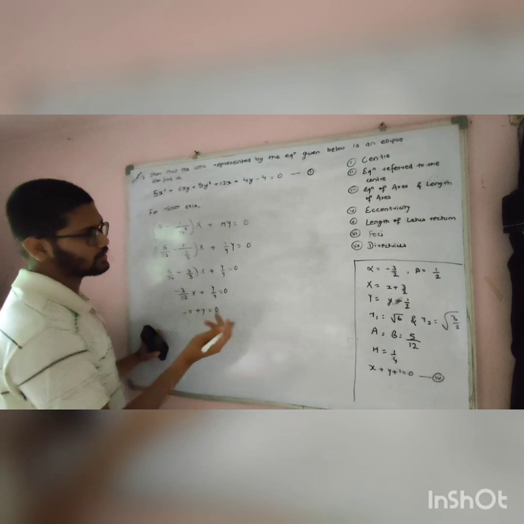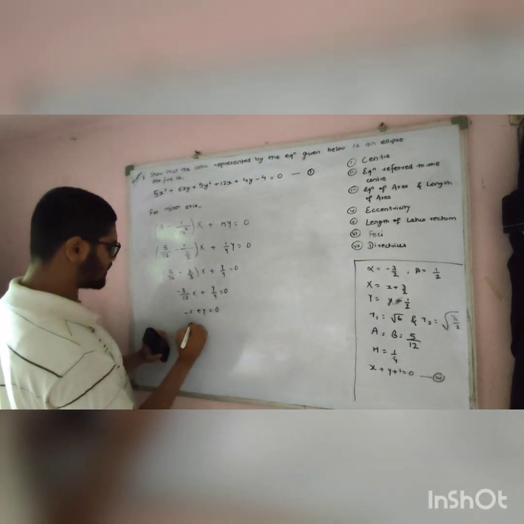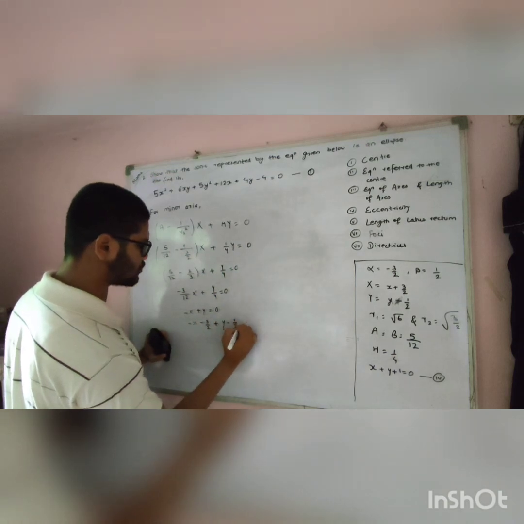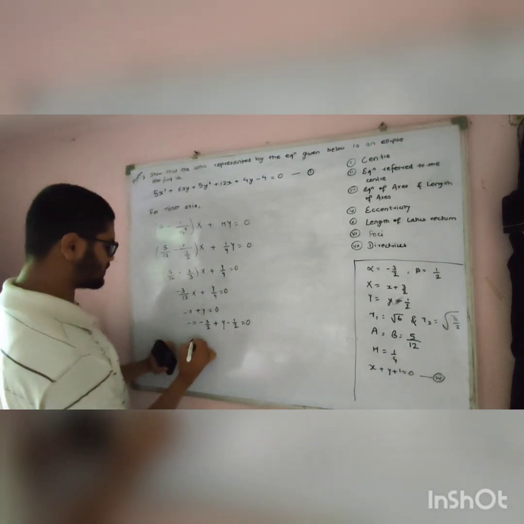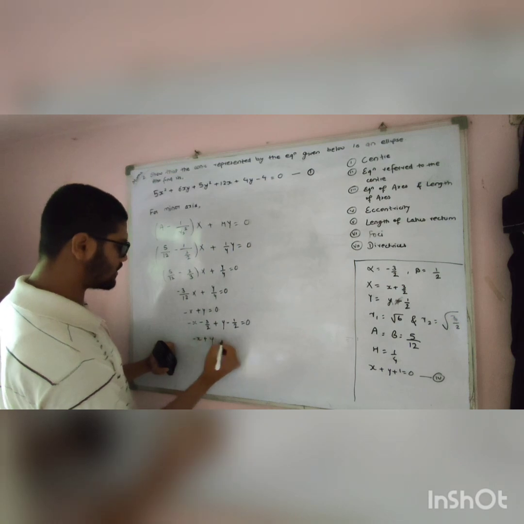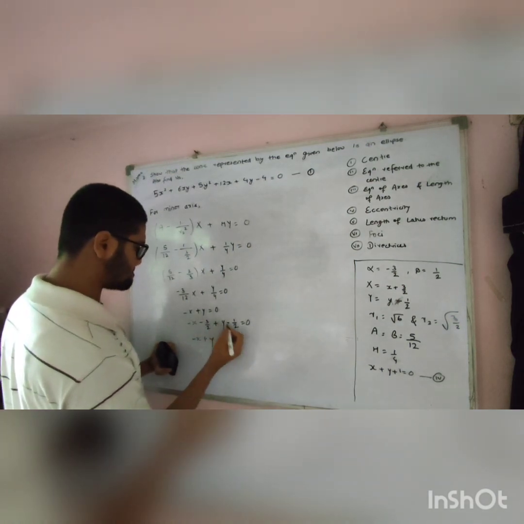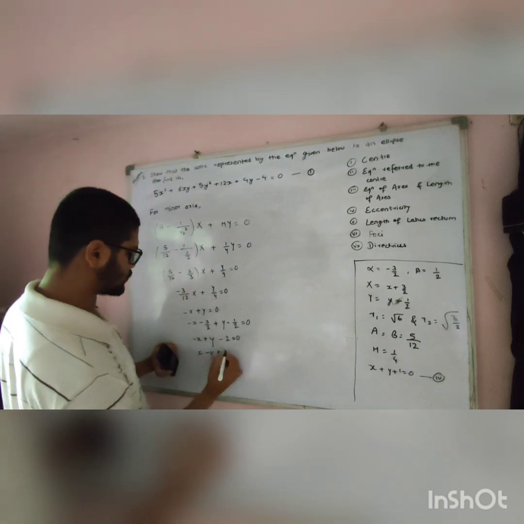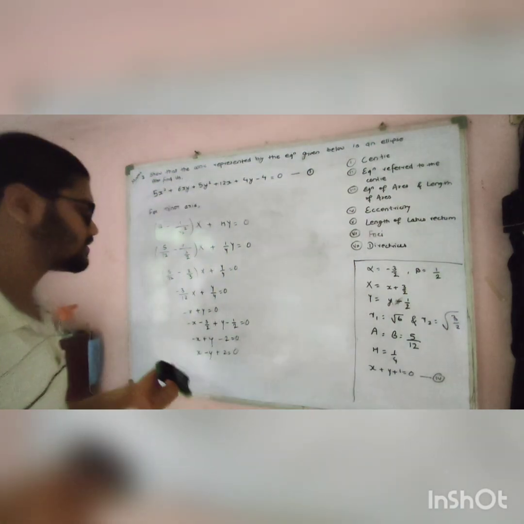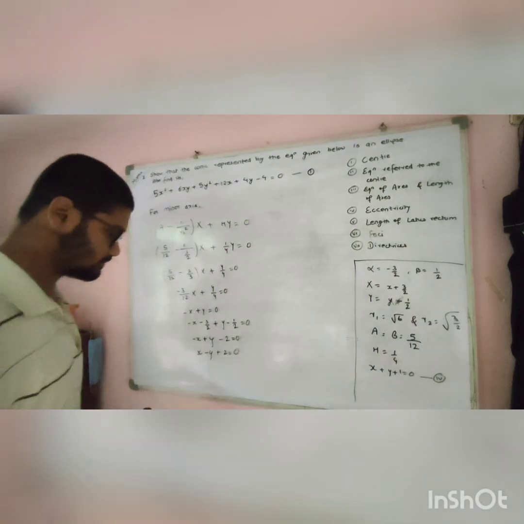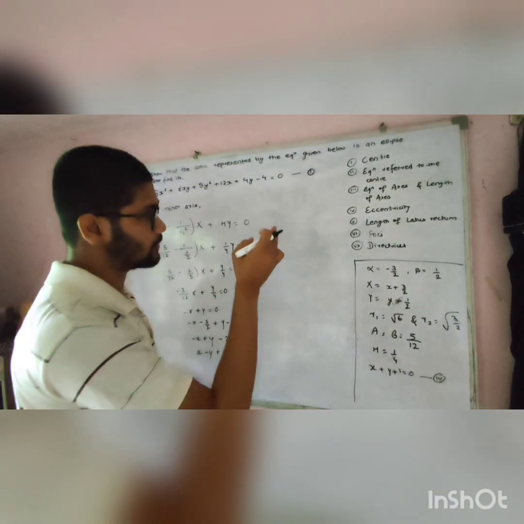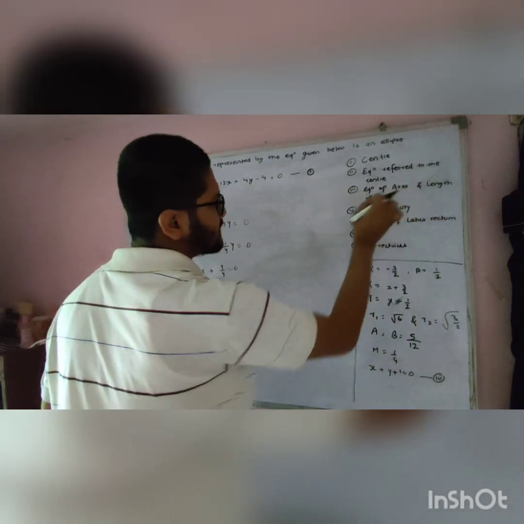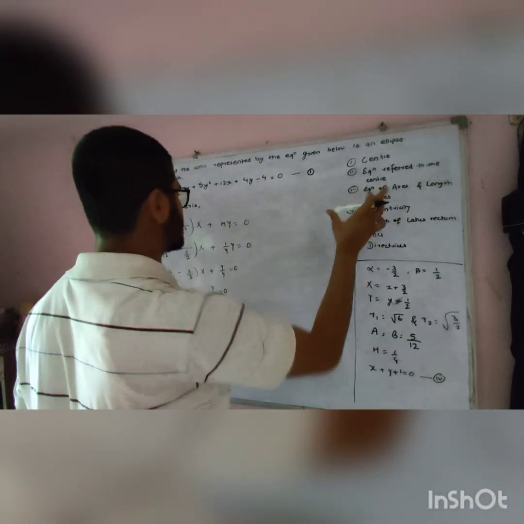Now substituting the value of x and y, we will get minus x minus 3 by 2 plus y minus 1 by 2 is equal to 0. This will be minus x plus y minus 2 is equal to 0. This will be x minus y plus 2 is equal to 0. So this is the equation of minor axis. Now we have successfully found out the length of axis, and then we found out the equation of axis.